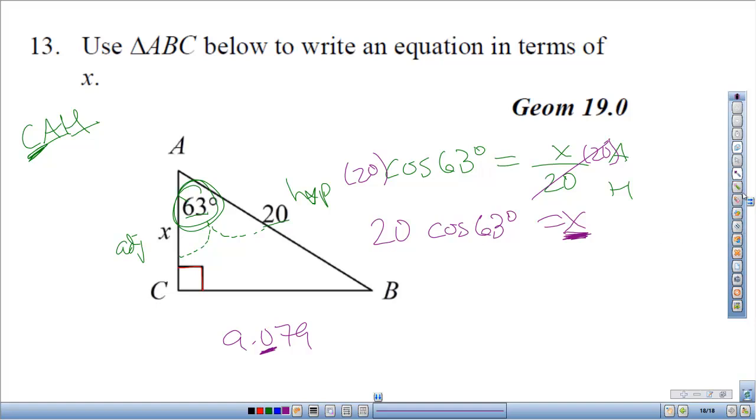Okay, and this is a multiple choice question on the test. You'll notice that they didn't work it all the way out. All you have to do is solve it in terms of x. And that's a fancy way to say get the x by itself and tell me what it's equal to. So that's the equation in terms of x.